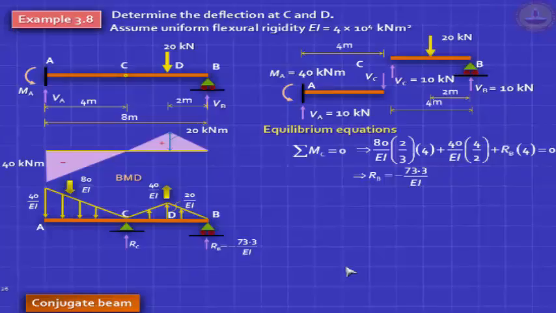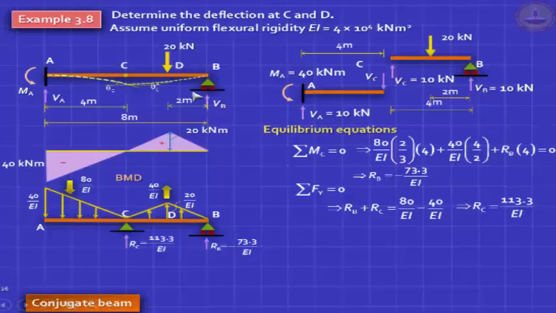Okay. RC is easy to get once I've got RB. Why? Total load minus this, and if I solve that, I get 113.3 by EI. So I've got basic information for me to proceed. First, I want to know the deflections at C and D. The deflection at C and D are nothing but the bending moments at C and D in this conjugate beam.